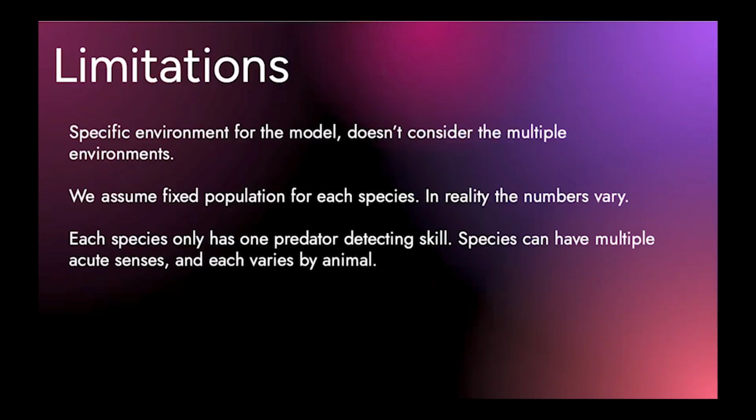The limitations of this model were that we assume a specific environment and species, when in real life we have multiple environments in which species group together, like in the sea or air. We assume a fixed population for each species, when in reality this number varies by setting. And lastly, we gave only 1 skill to each species, but species can have multiple good senses, and how good each sense is depends on each animal.